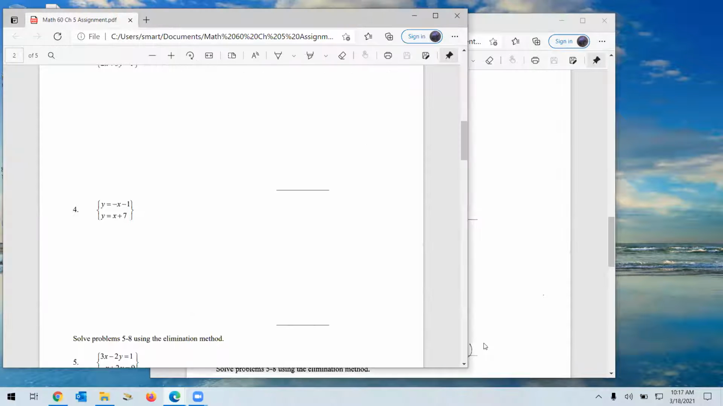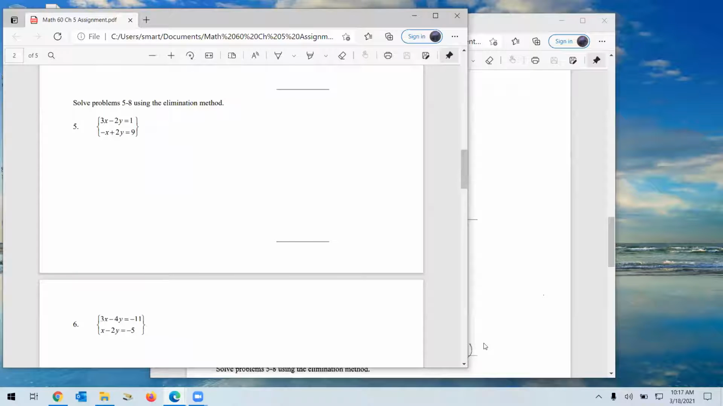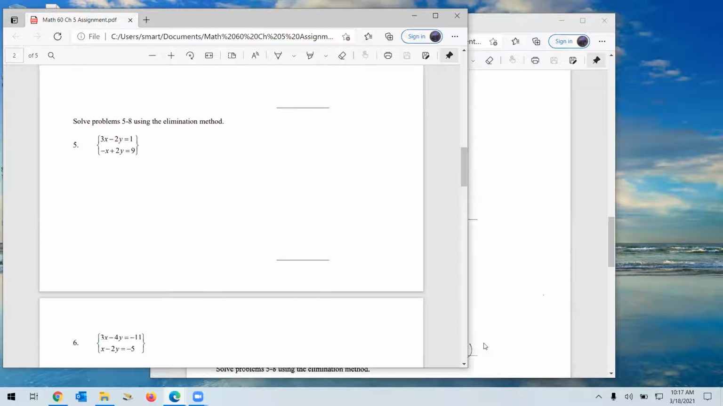Okay. On to some elimination problems. If I want a specific technique, I'm being real clear about that. All right. Number 5, solve using the elimination method. Take a look at those numbers. Here's the one that I say it's ready to go. Add the two equations together.